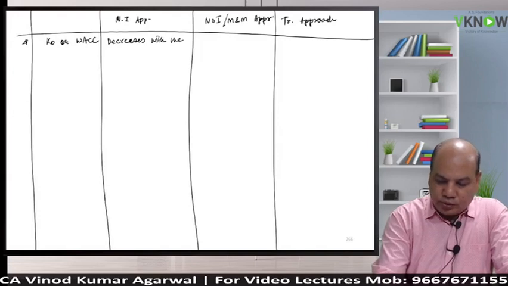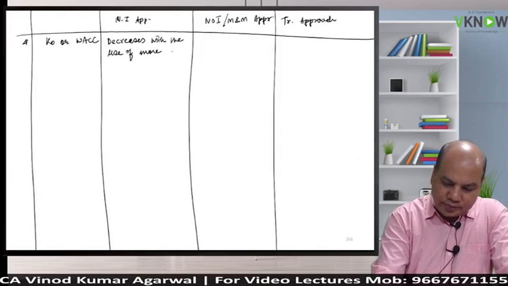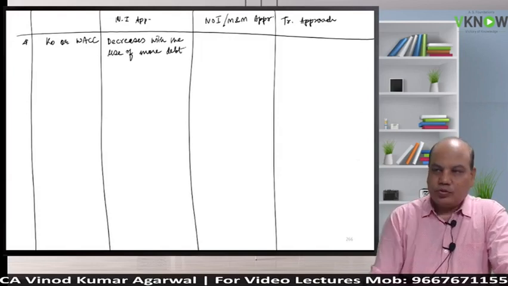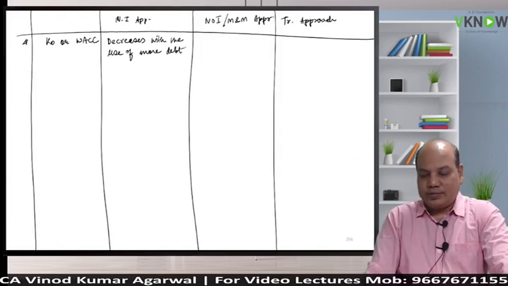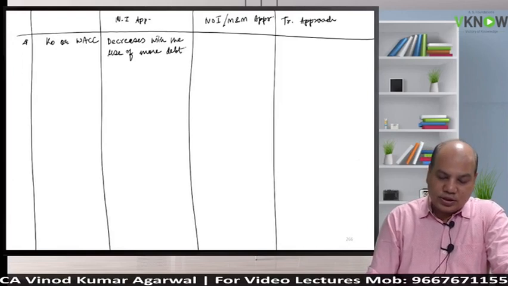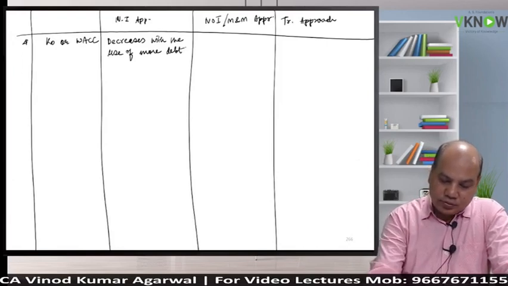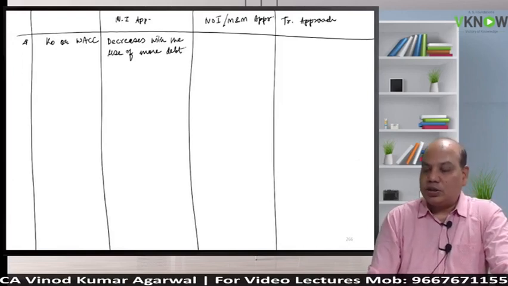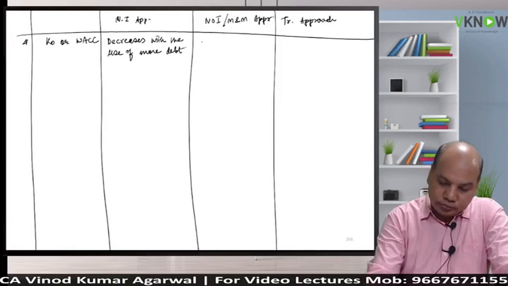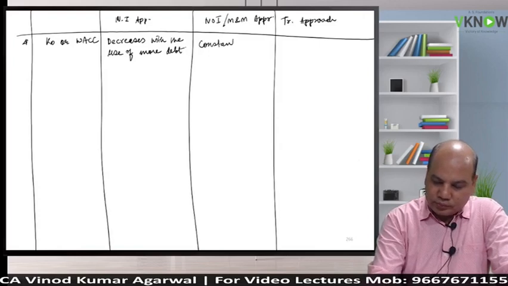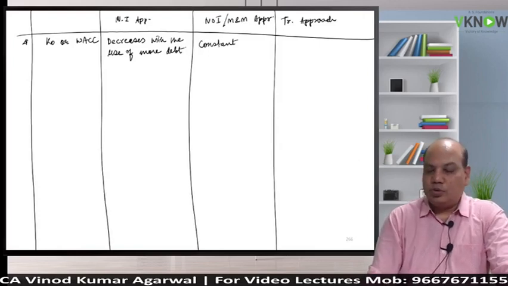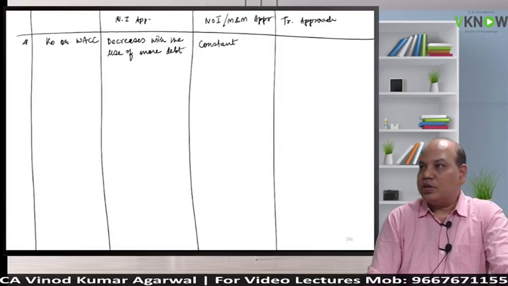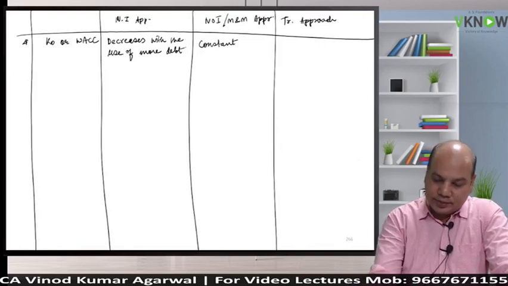with the use of more debt. So if you use more debt, WACC will decrease. What happens to WACC under NOI or M&M approach? Constant. Under NOI approach, WACC remains constant.